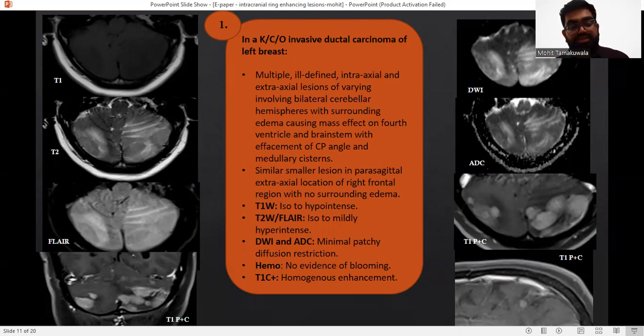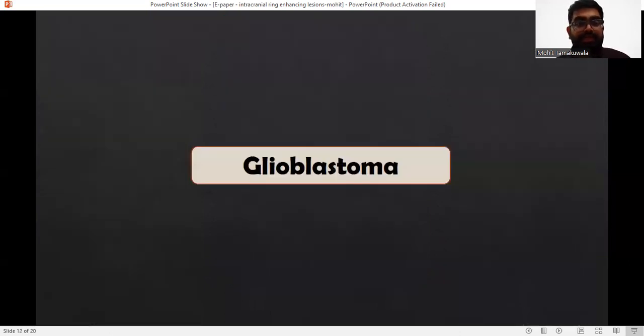On T2 weighted images it was iso to hypointense, on FLAIR iso to mildly hyperintense, and on diffusion weighted imaging and ADC, mild patchy diffusion restriction was noted. On hemo sequence, no evidence of blooming, and on T1 post contrast images, homogeneous enhancement was noted.